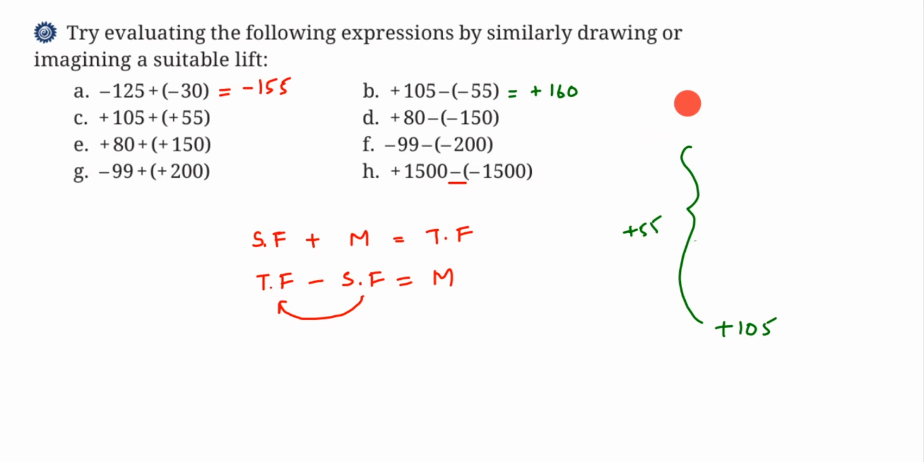So when you add 105 and 55, you get 160. This means you will reach 160. This is your target floor. So it will be plus 160.